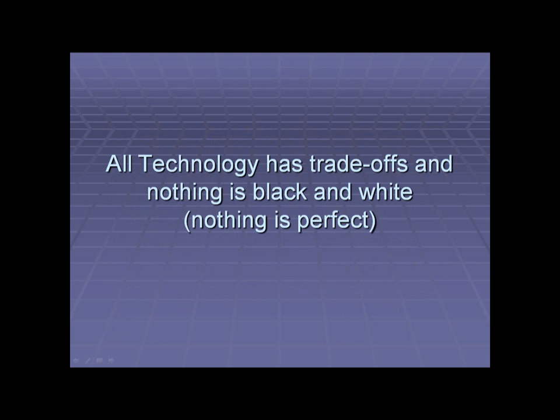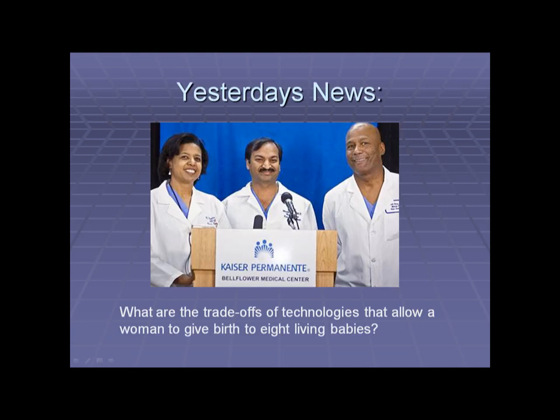All technology has trade-offs, and nothing is black and white, and nothing is perfect. So it was yesterday's news: what are the trade-offs of technologies that allow a woman to give birth to 8 living babies?